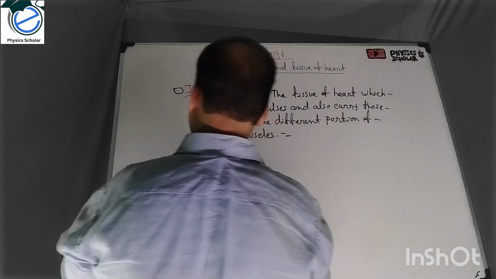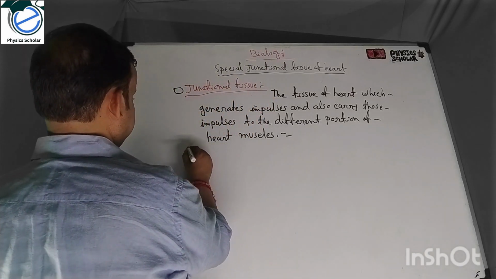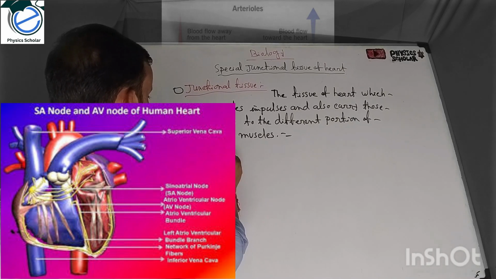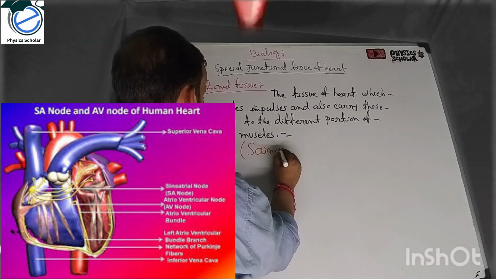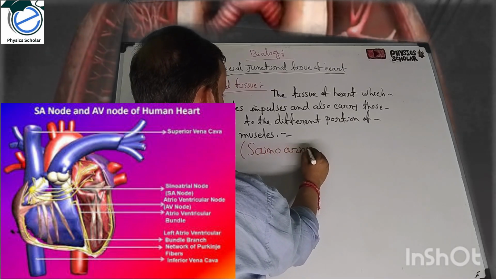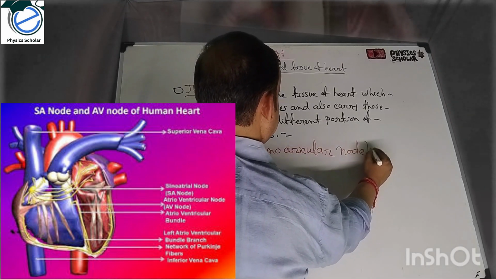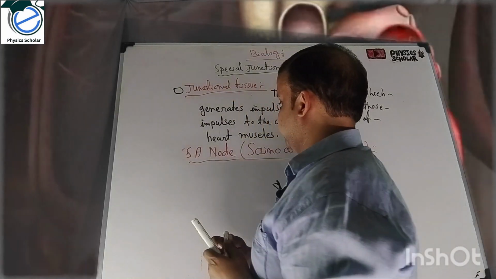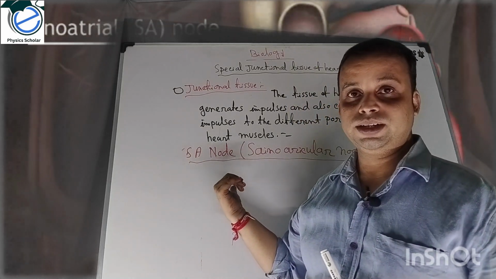The first is the SA node, and the full form is sino-auricular node, or SA node.